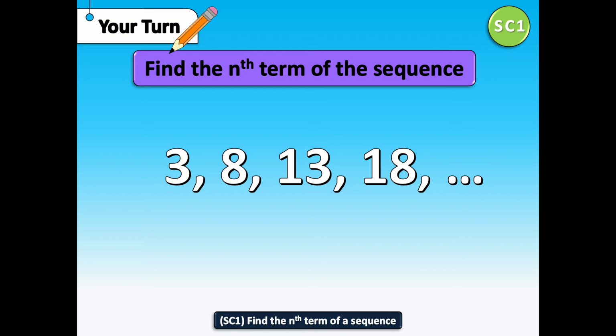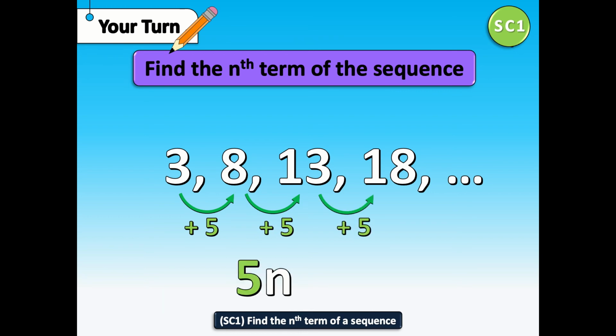So to find the nth term of this sequence, well, it's going up in 5's, so the nth term starts with 5n. Then the term before the first term in the sequence would be minus 2, so the nth term is 5n minus 2.